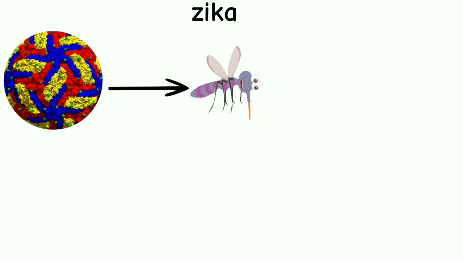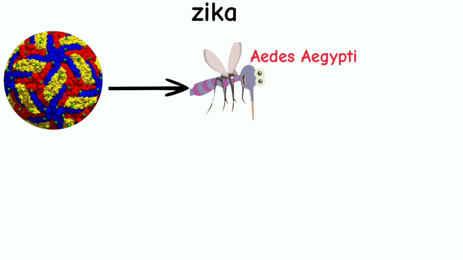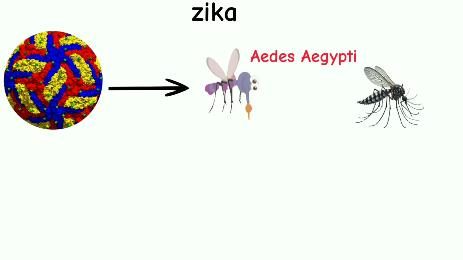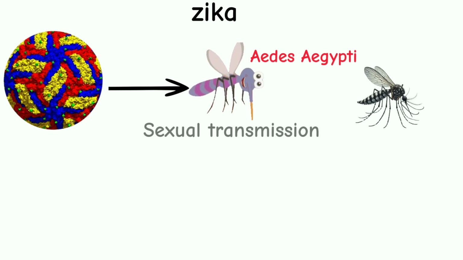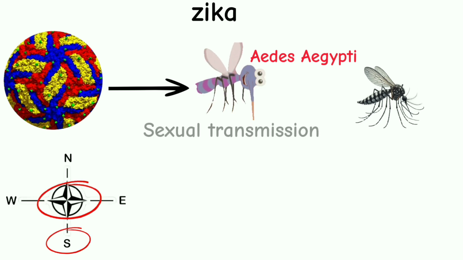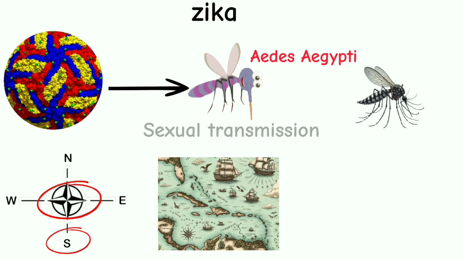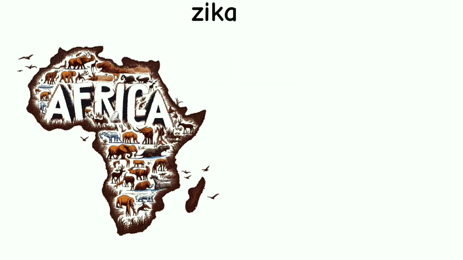Zika. Zika is an infectious disease caused by Zika virus. It is a mosquito-borne disease, and the Aedes aegypti mosquito is the main vector, but other Aedes species can also transmit the virus. Sexual transmission via semen has also been reported recently. The virus is found in parts of South and Central America, the Caribbean, the Pacific Islands, Africa, and Asia.